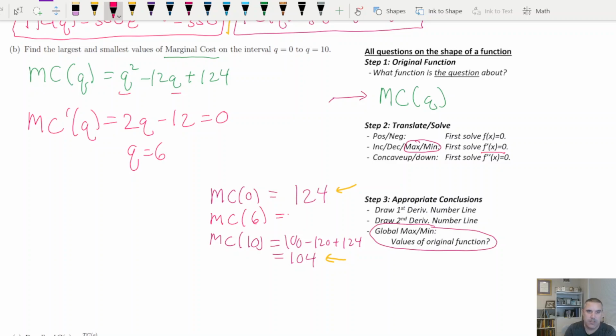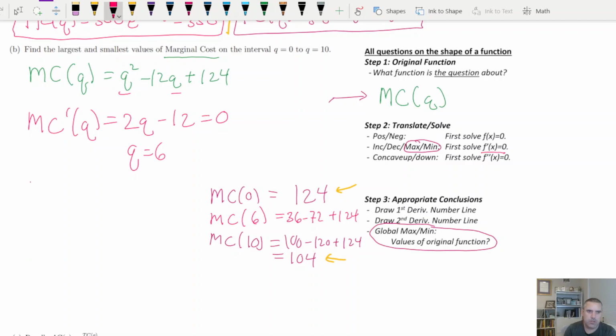So it's going to be 6 squared, which is 36, minus 36 plus 124. Not 36, what am I doing here? 6 times 12. So 72. So this is going to be 72. So it's going to be 124 minus 36, which is 88.